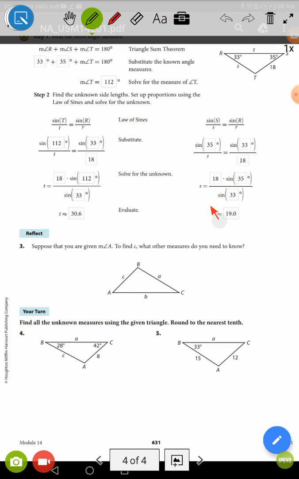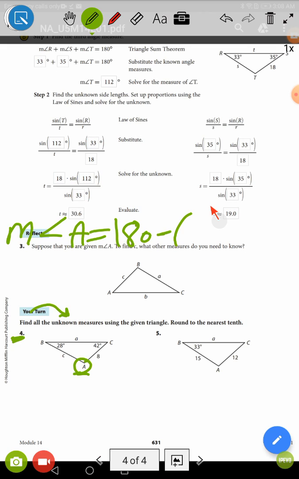Okay, we will solve this one. How to find angle A? 180 minus both. The problem told me to find all the unknowns, solve the triangle. So I will start with measure angle A. Measure angle A equals 180 minus, open bracket, both 28 plus 42. The measure angle A will be 110 degrees.